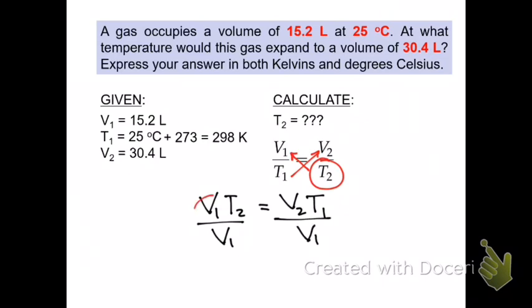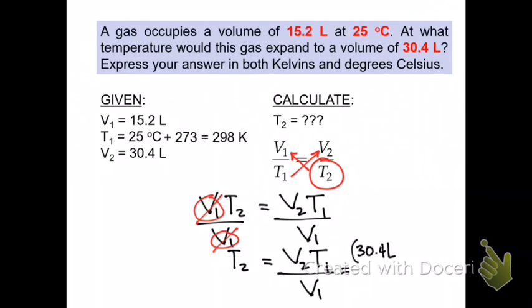Okay, so V1 would cancel out, leaving you with T2. So this is the equation that we get, and all you have to do now is plug in the numbers. So we have V2, which is 30.4 liters. And multiply that by the initial temperature, which is 298 kelvins. And divide this entire thing by the initial volume, which is 15.2.